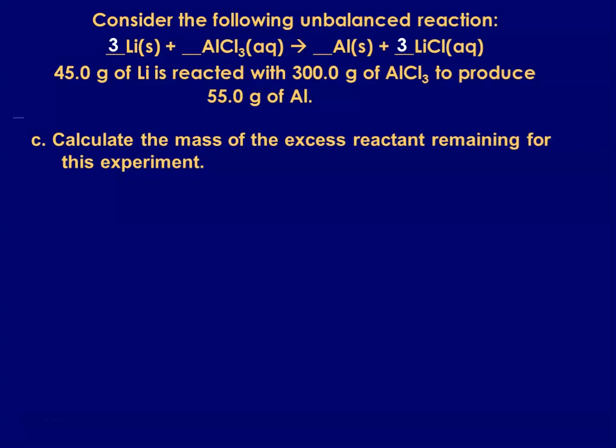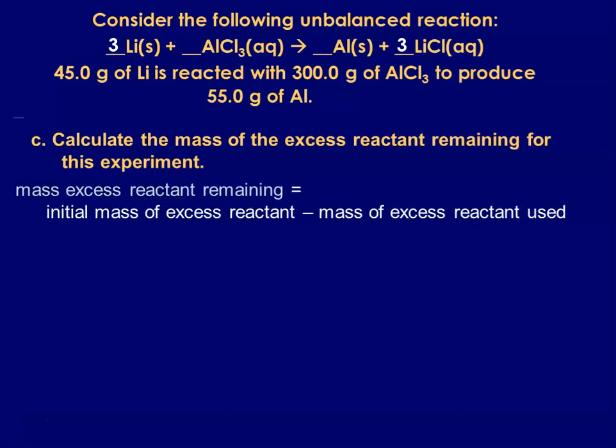If I want to know how much actually remained overall, I need to know how much was used, and I need to know how much I started with. And the difference between those would help me determine the mass that remains. Well, I know how much I started with. I had 300 grams to begin with. But I'm going to use that relationship I talked about between lithium and aluminum chloride, and there's multiple ways you can do this. But we're going to use that relationship between the two reactants to determine how much AlCl3 was actually consumed.